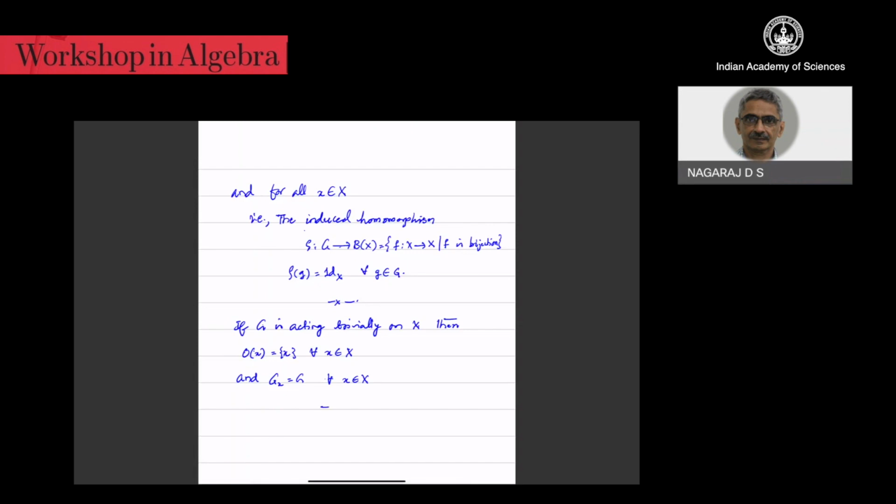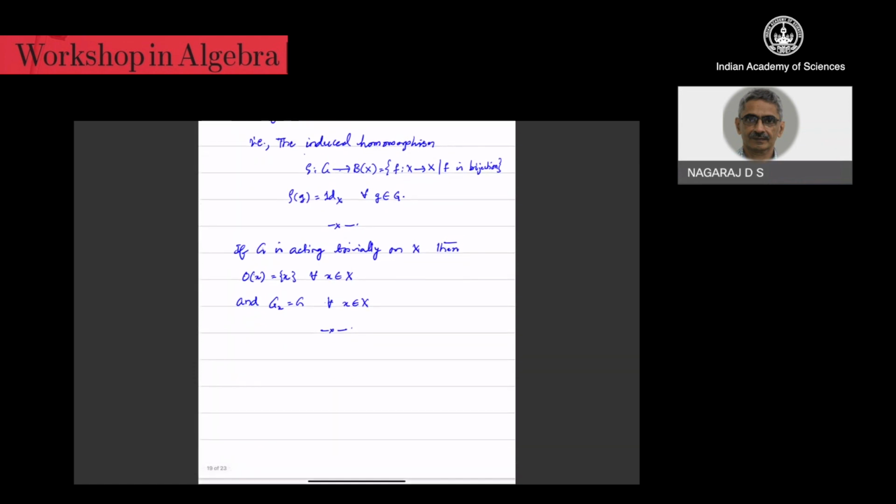Okay? So in general, it may not happen like this. For example, if G is acting trivially on a set X, and X has more than one element, then the number of orbits equals the cardinality of the set X. So these are generalities. Okay, so let's use this to prove some results.